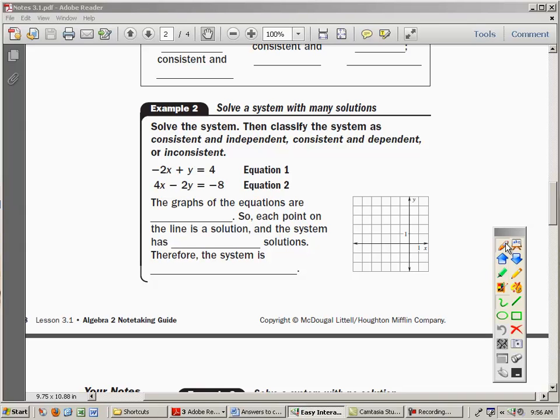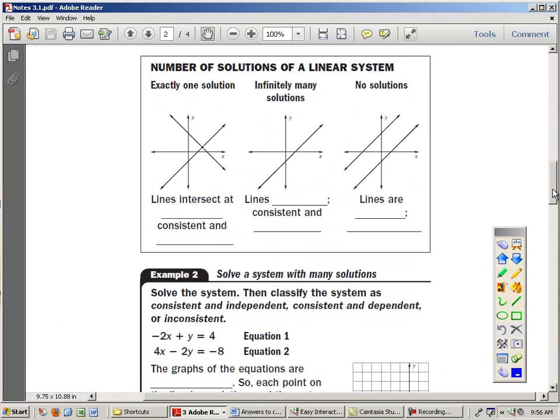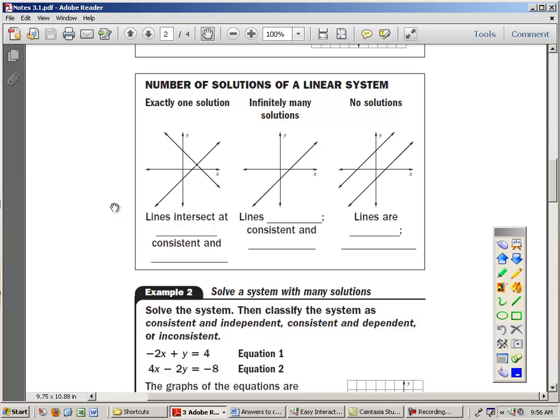All right, so example 2, it says, let's solve the system. And it says solve a system with many solutions, so you can tell that this one's going to have infinitely many solutions. Sorry, going back up to this up here, again, in this situation, these two lines cross at exactly one point, and so this has one solution. It says it up here.